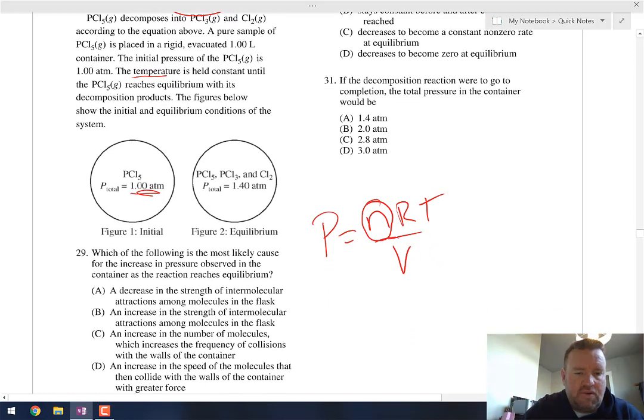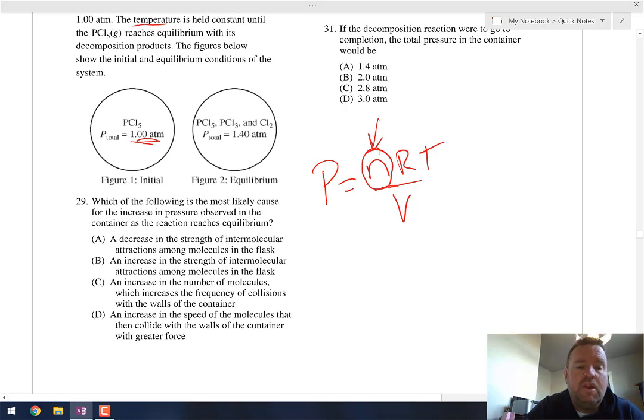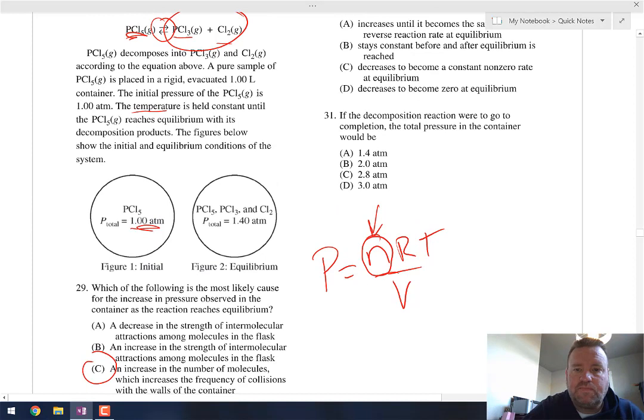Okay, so let's see if we can find an answer that again refers to the moles or the number of particles increasing. Okay, A is talking about a decrease in the intermolecular attractions, no. Strength of intermolecular attractions, no. C, an increase in the number of molecules, which increases the frequency of collisions with the walls of the container, yes. Okay, C is the correct answer. An increase in speed, again, speed depends on temperature and molar mass. You're not going to see a significant change in the speed of the molecules.